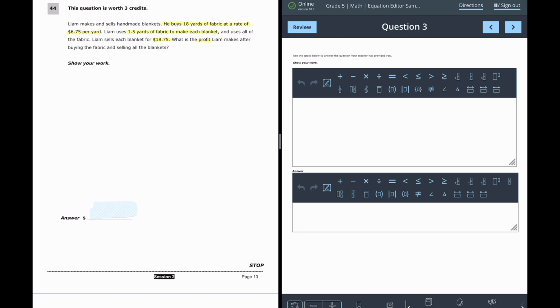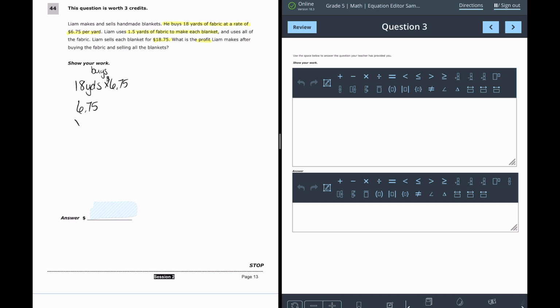All right, so we're going to start at the beginning of the story. I'm thinking about this as a story where first he buys the fabric. This is going to be his expenses. So he buys 18 yards for $6.75 per yard, so I know I'm going to multiply. Okay, let's do that part first.